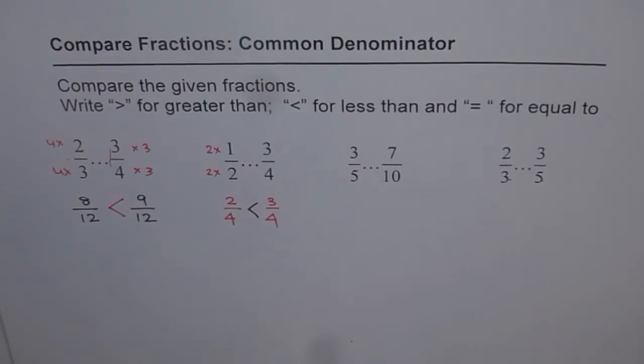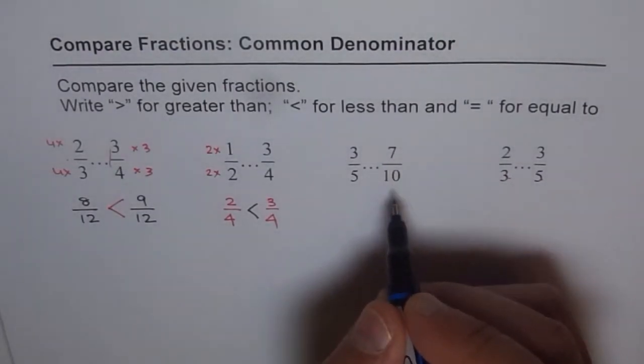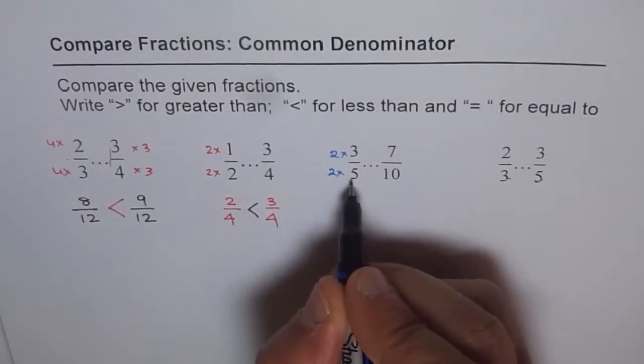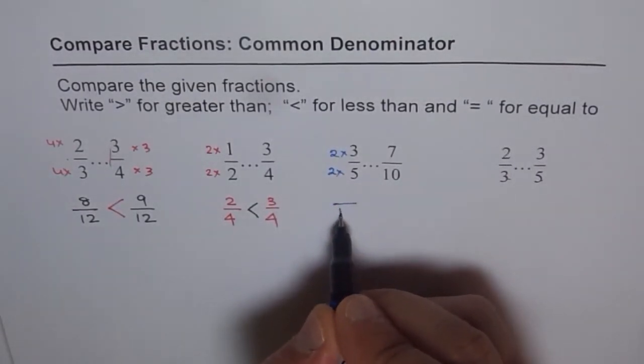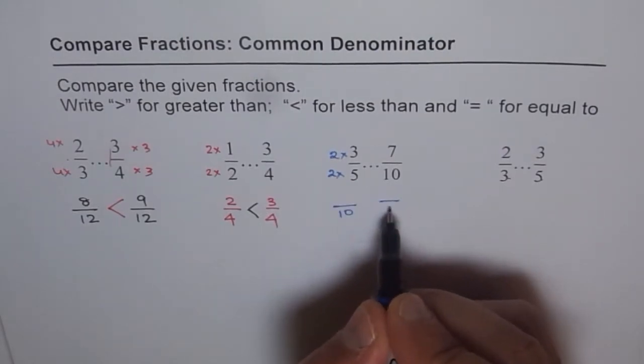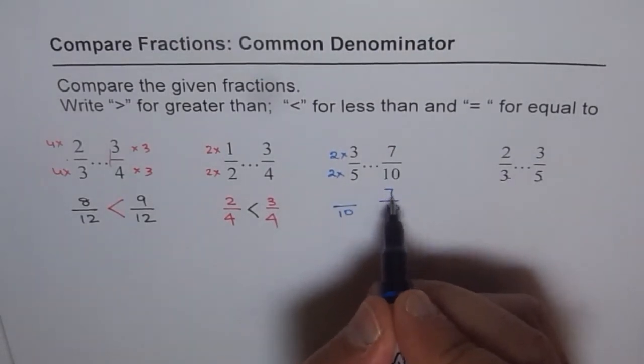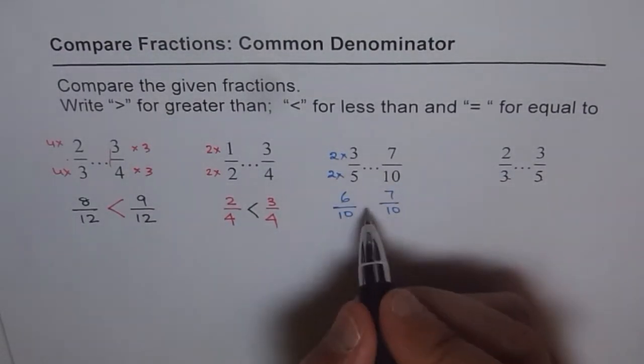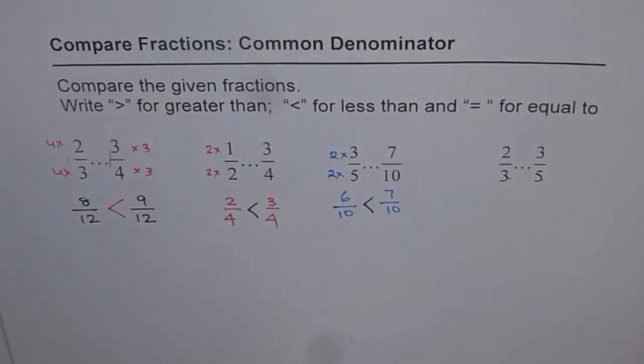Next one for us is 3 over 5 and 7 over 10. So you could multiply this by 2 to get the same denominator, common denominator of 10, right? Here we already have 10. Numerator is 7, 2 times 3 is 6, and now we can compare and we know what the result is. 7 over 10 is greater than 6 over 10, or you can say 6 over 10 is less than 7 over 10. The last one here is, you know what to do?